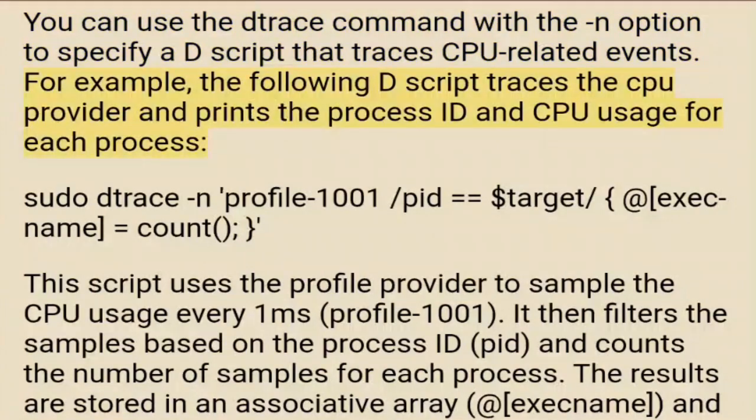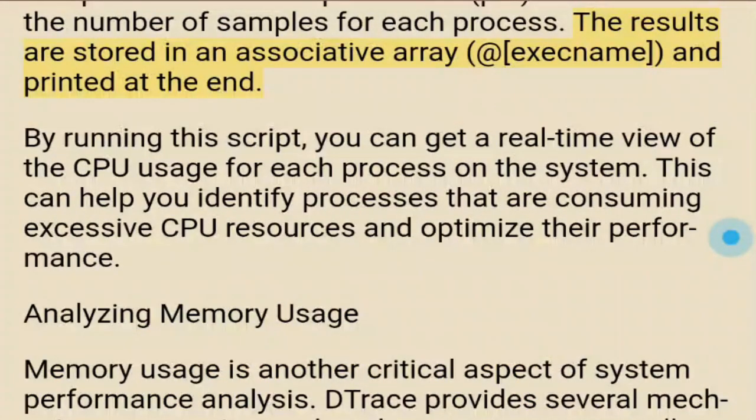events. For example, the following dscript traces the CPU provider and prints the process ID and CPU usage for each process. sudo dtrace -n 'profile-1001 /pid == $target/ { @[execname] = count(); }'. This script uses the profile provider to sample the CPU usage every 1 millisecond, profile-1001. It then filters the samples based on the process ID (pid) and counts the number of samples for each process. The results are stored in an associative array @[execname] and printed at the end.